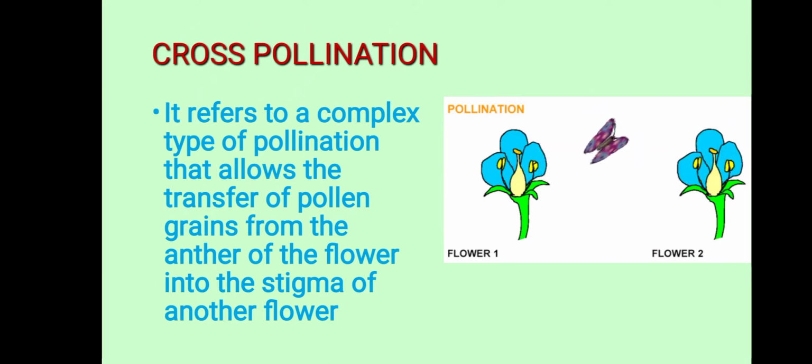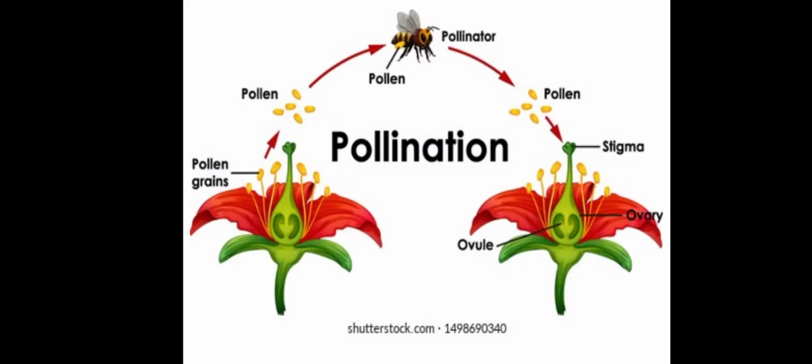It refers to a complex type of pollination that allows the transfer of pollen grains from the anther of the flower to the stigma of another. Now, in today's lesson, we are going to learn about the pollinators or the agents of pollination. Who are the agents that help transfer the pollen grains from the anther to the stigma of the flower? They are known as pollinators.